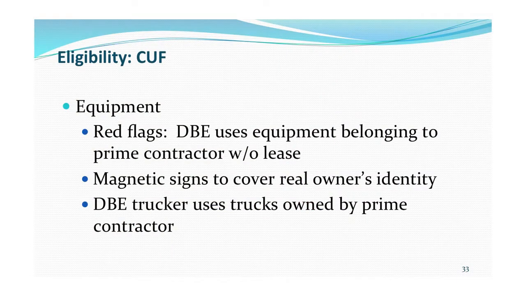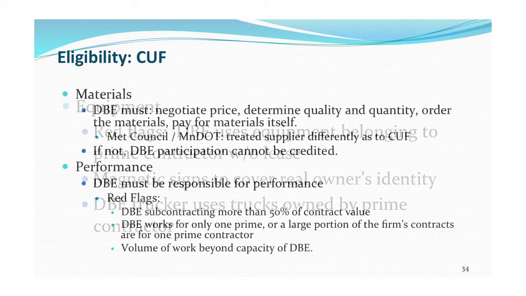Here are some red flags to keep in mind about equipment. If you're leasing equipment from the prime contractor and you don't own it yourself as a DBE, that's a problem. If you've got magnetic signs of your company over your general contractor's truck, that's a problem. If DBE truckers really are leasing trucks and cabs that are owned by prime contractors who are non-DBEs, that's a problem under the trucking rules.